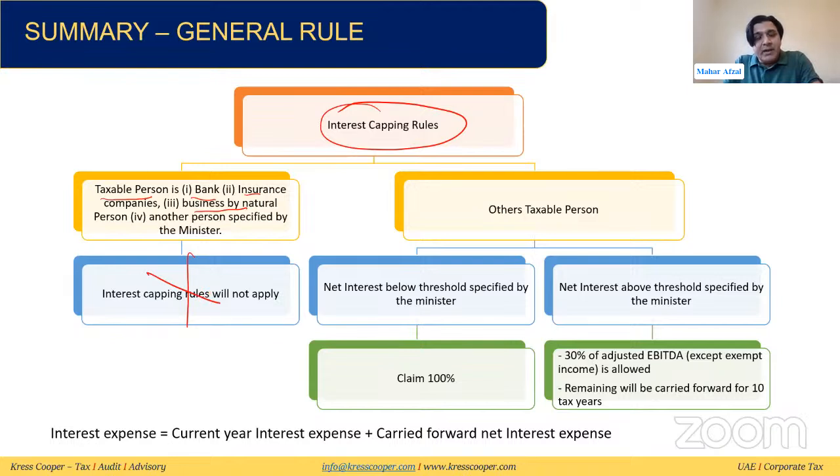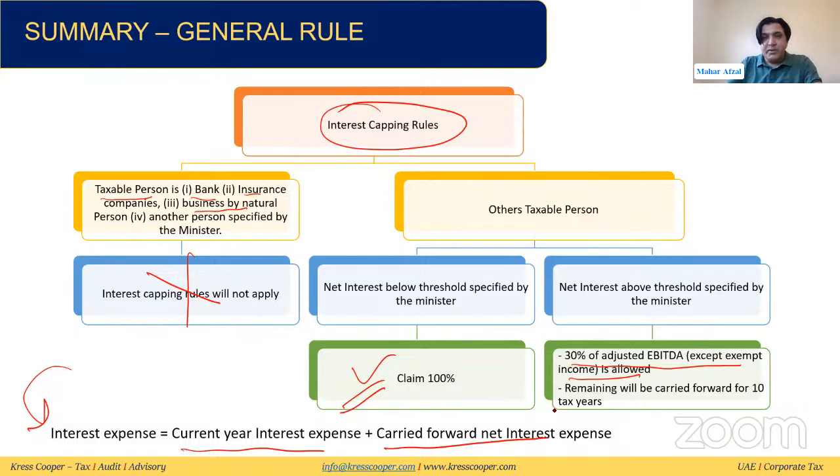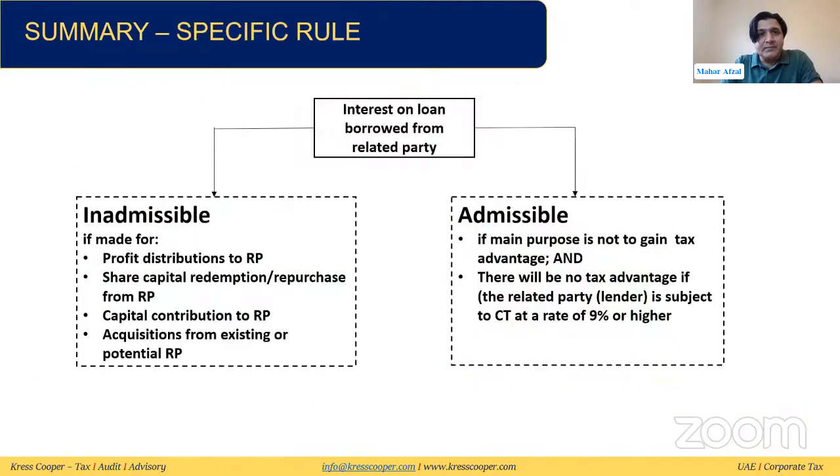If the taxable person is not one of these 4 exempt persons, then the taxable person needs to calculate the net interest. If the net interest is below the threshold specified by the minister, they will claim 100%. If the net interest is above the threshold specified by the minister, then 30% of adjusted EBITDA, except exempt income, is allowed. The remaining will be carried forward for a period of 10 years. So how to calculate the interest? I have set the example here: interest expense, current year net interest expense, carry forward net interest expense. Hopefully we are very clear regarding the general rule.